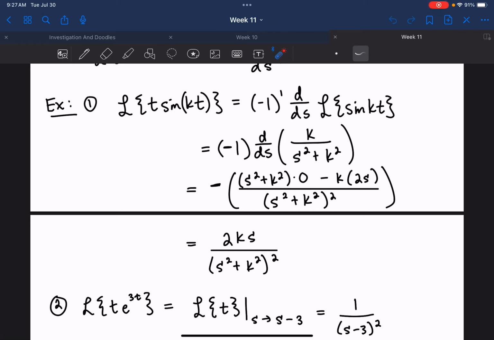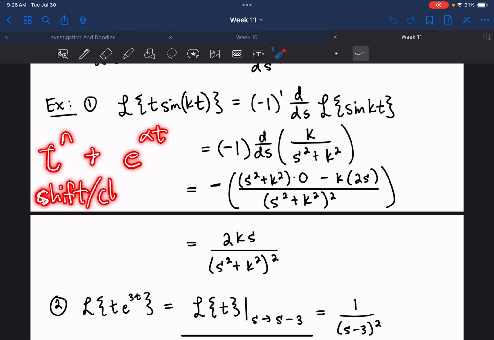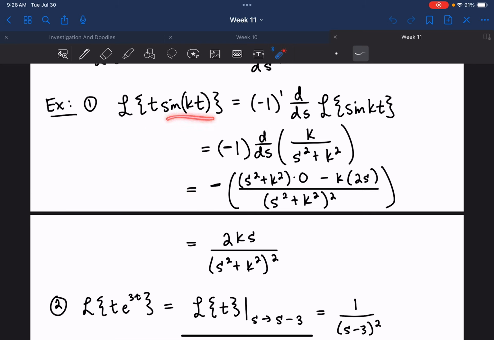So again, anytime you multiply by t's, so if we remember pre-multiplying by e to the alpha t, that does a shift of the Laplace transform. Multiplying by t to the n, like in this case, takes derivatives of the Laplace transform. So both t to the n and e to the alpha t just shift or change the Laplace transform of the regular function, sines and cosines.